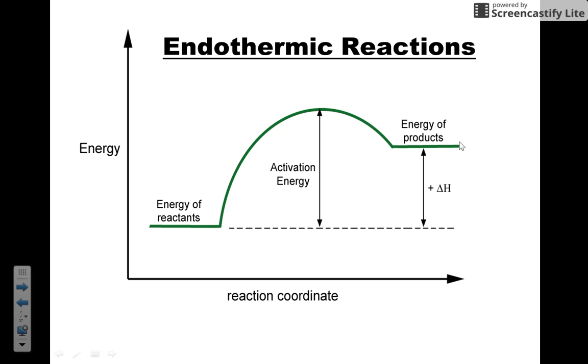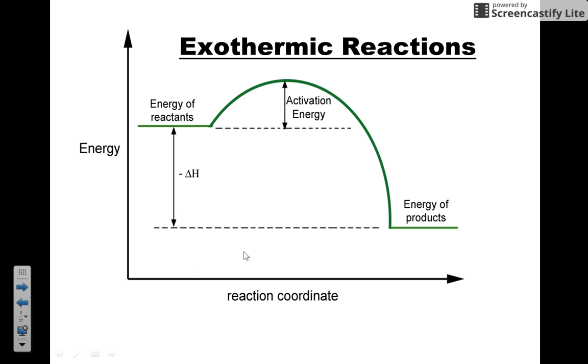And then when the energy levels off, that represents the energy that the products possess. So the difference between the energy of the reactants and the top of the hill, again, is called the activation energy. But the difference between where the products level off and where the reactants started is called the delta H, or the change in enthalpy. Now this is a positive delta H because overall the energy of the products increased in reference to where the reactants began. This is an energy diagram for an endothermic reaction.